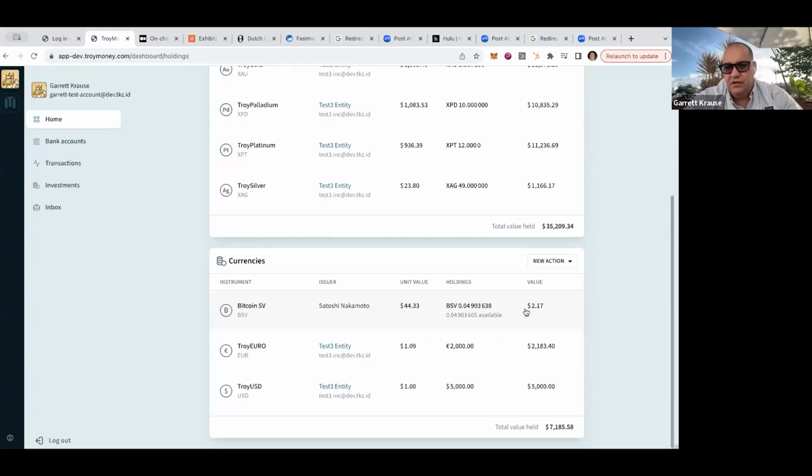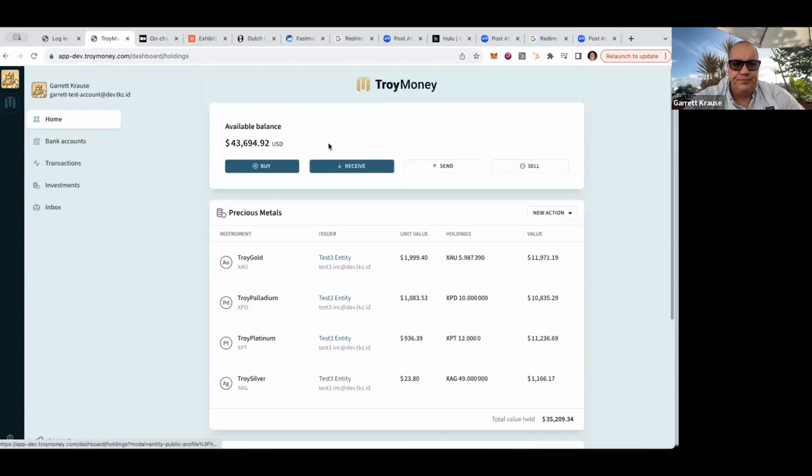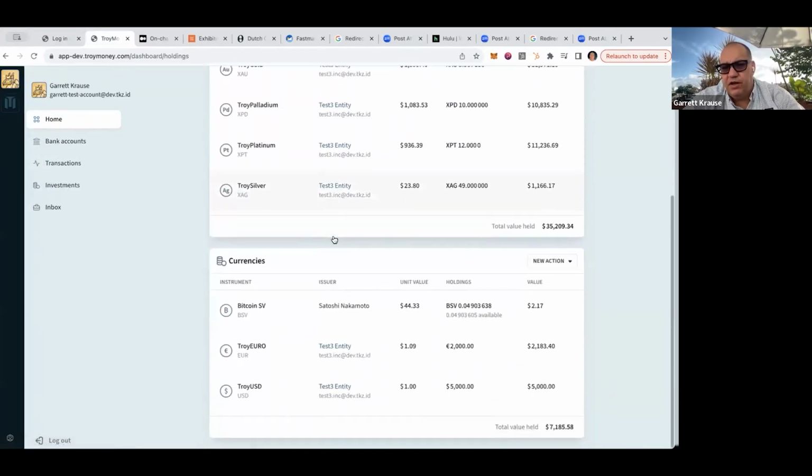I've got $2, plenty to do probably a year's worth of transactions or more, but you've got to have some BSV. I also have some Euro in there to buy gold with, or if I want to sell my asset, it will go into Euro or USD, and then that gets wired to my account if I'm exiting. So that's a very simple wallet.